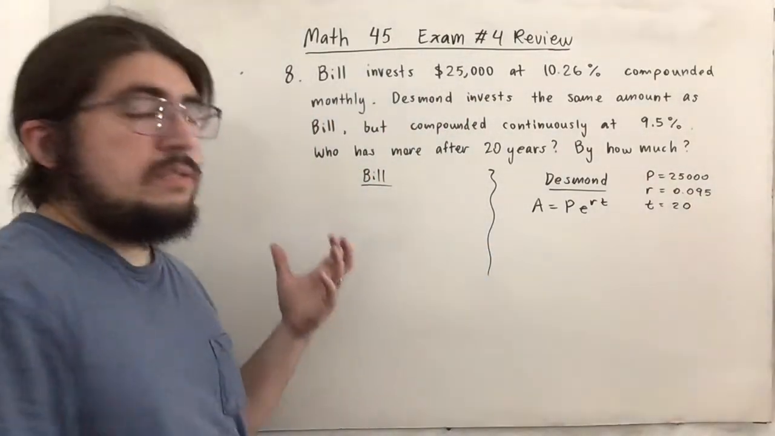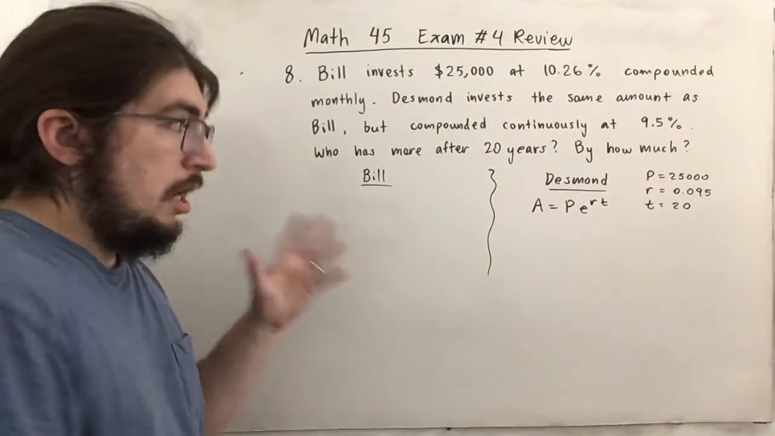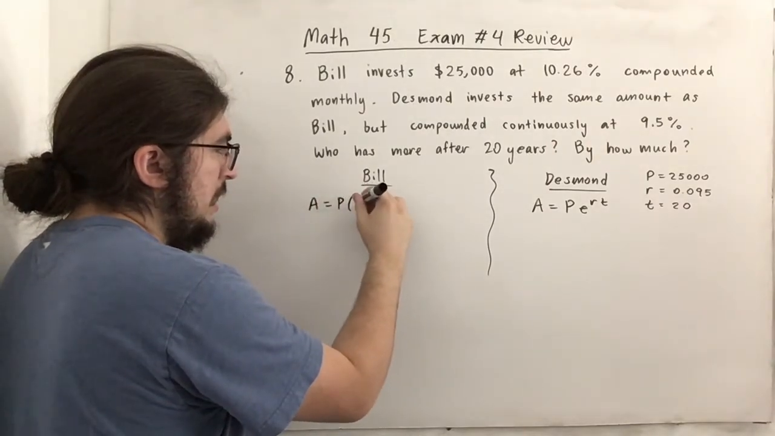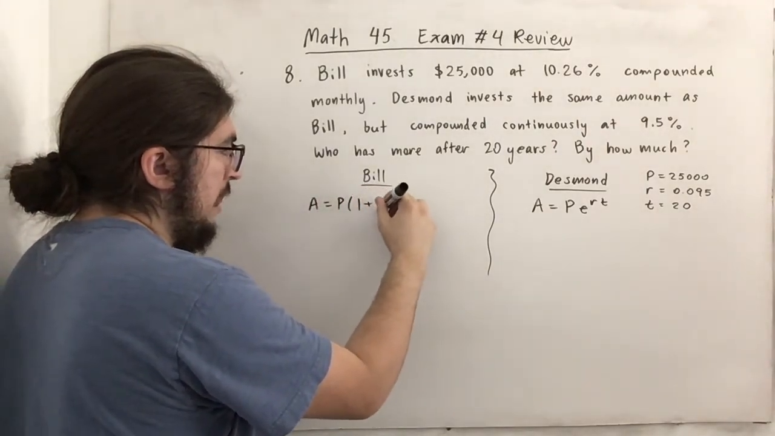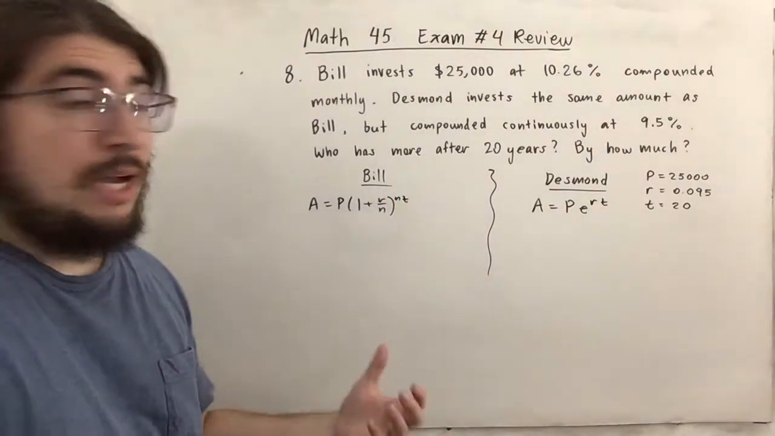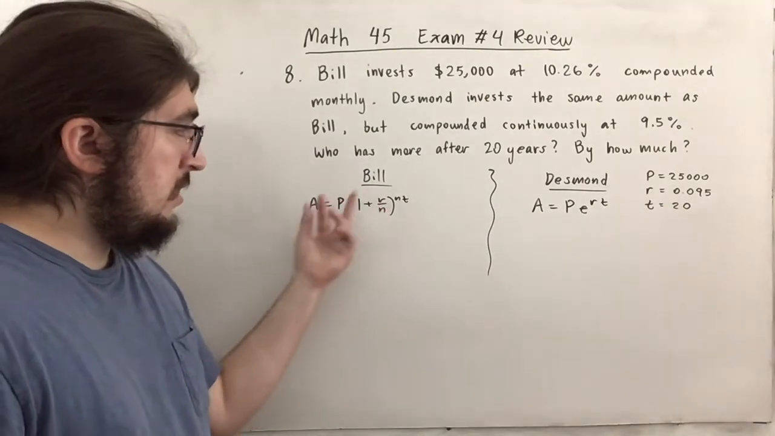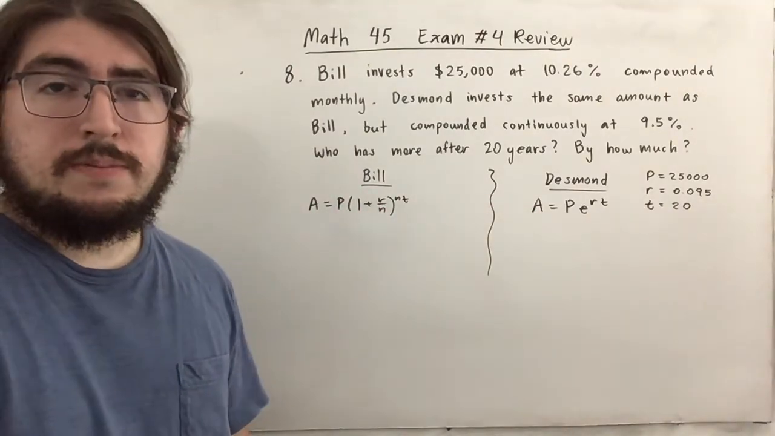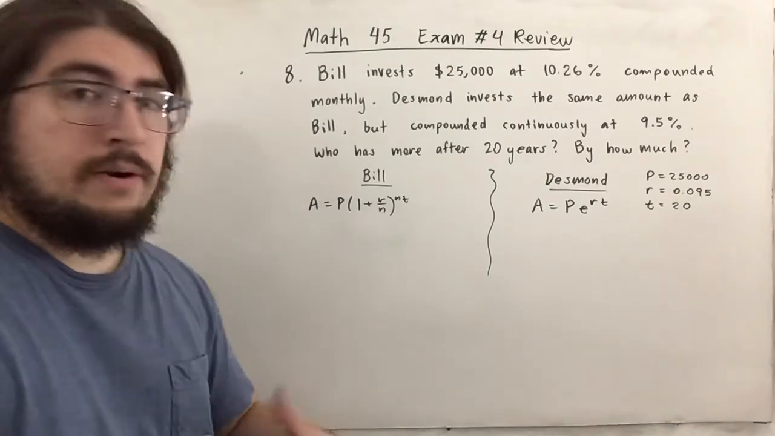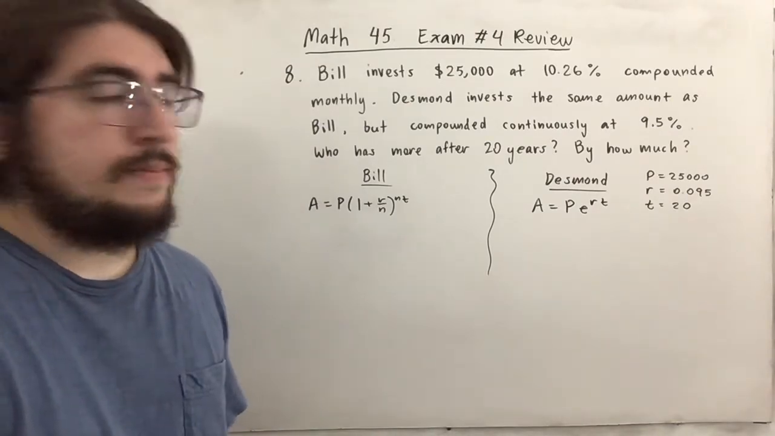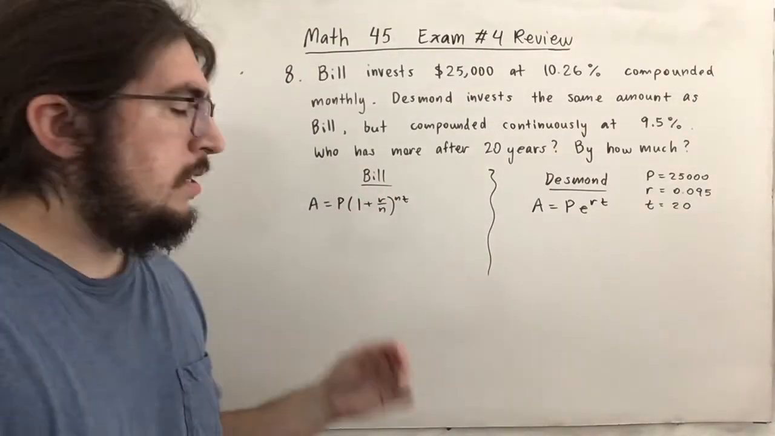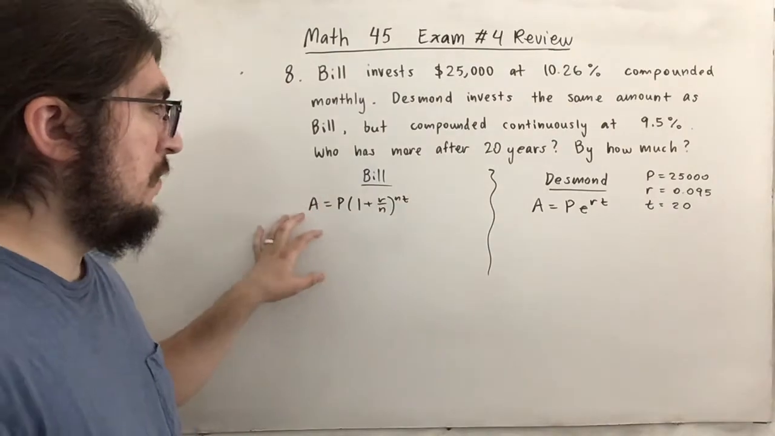Now Bill's formula is a little different. This is a non-continuous compound interest. And this is A is equal to P times (1 plus R over N) to the N times T. As it turns out, as n goes to infinity, this formula turns into this, because the more times you're compounded per year, if you're compounding continuously, that's like infinitely many times. So as n goes to infinity, this formula becomes that formula. So that's interesting, but again, we don't really care about that for this problem.